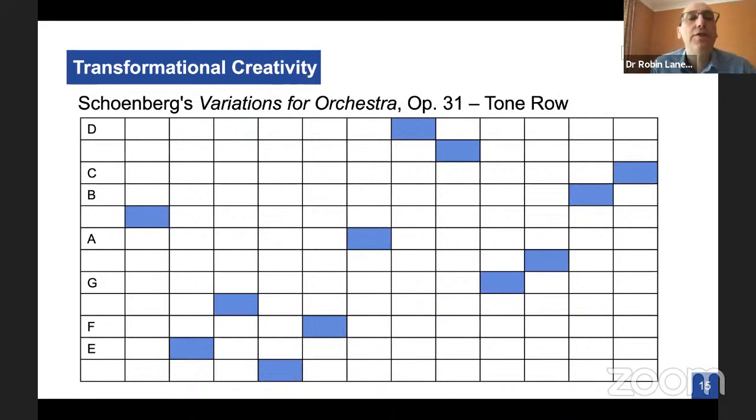Okay, so I want to come on now to transformational creativity. Now, Schoenberg, a 20th century composer, often worked with something called a tone row. Now, a tone row is 12 notes where none of the notes is repeated. And Schoenberg, for example, bases his variations for orchestra on such a tone row. He uses the tone row and then again manipulates it a bit like Bach did with his invention in different ways to get his overall piece. So in some ways quite similar.